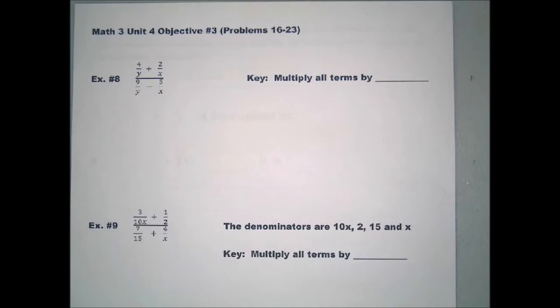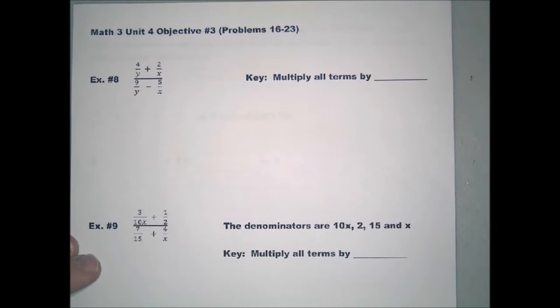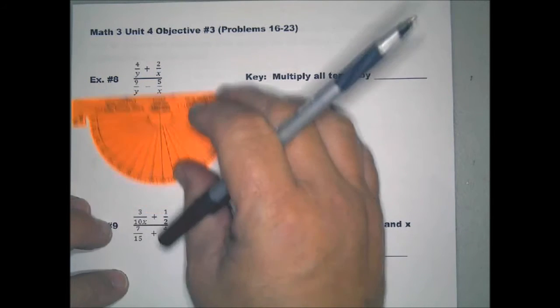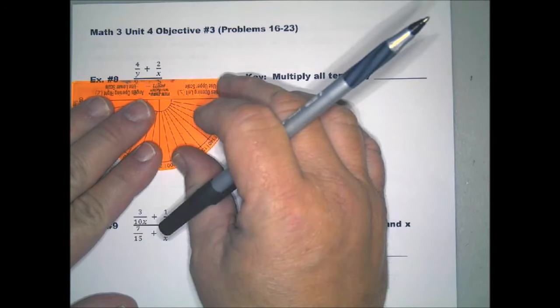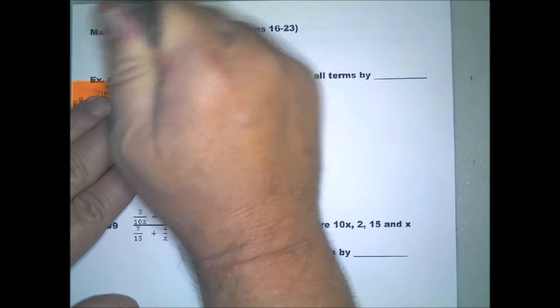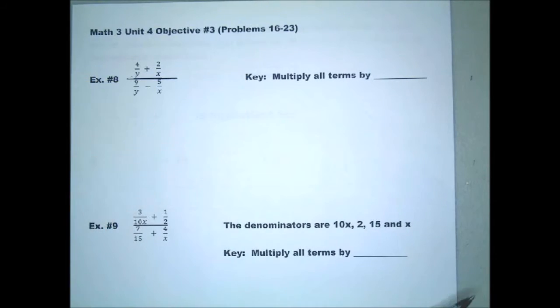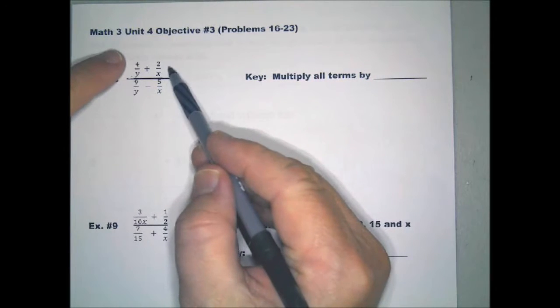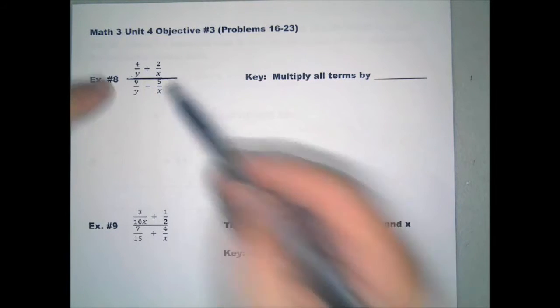My last 3 examples are intended to help you get through problems 16 through 23. Example number 8. Now we venture into the world of what they call complex fractions, fractions within fractions, and you want to notice where the main fraction bar is. It's right there. So we've got everything above it, which is fractions, everything below it, which is fractions.